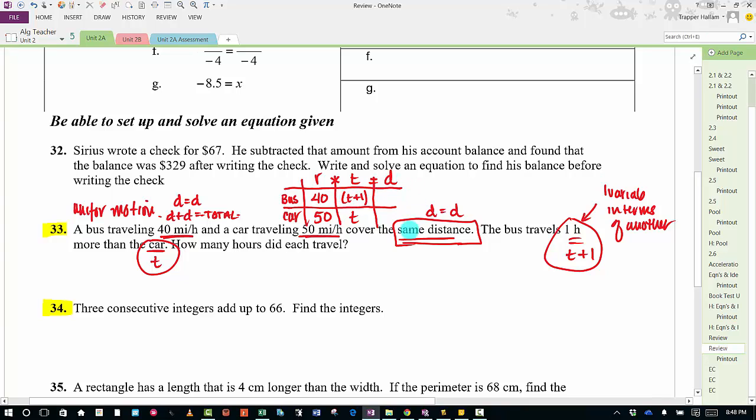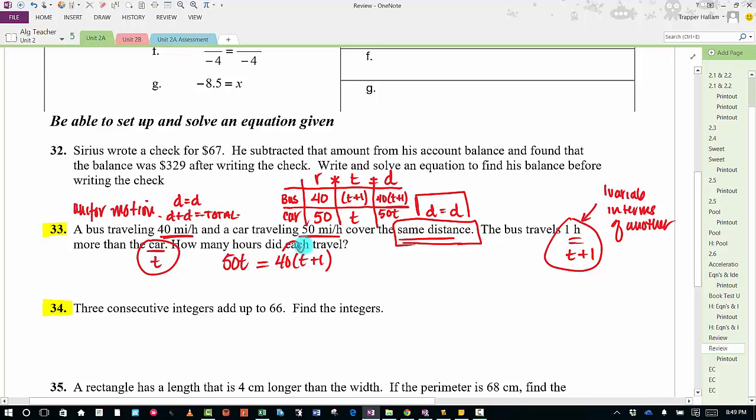So now we can go ahead and fill in our d equals d, because this is how we're going to write our function. The distance for the bus will be 40 times t plus 1, and our car is going to be 50t. So now we're going to set them equal to each other and solve. So I'll start with the car over here. 50t equals 40 times t plus 1.